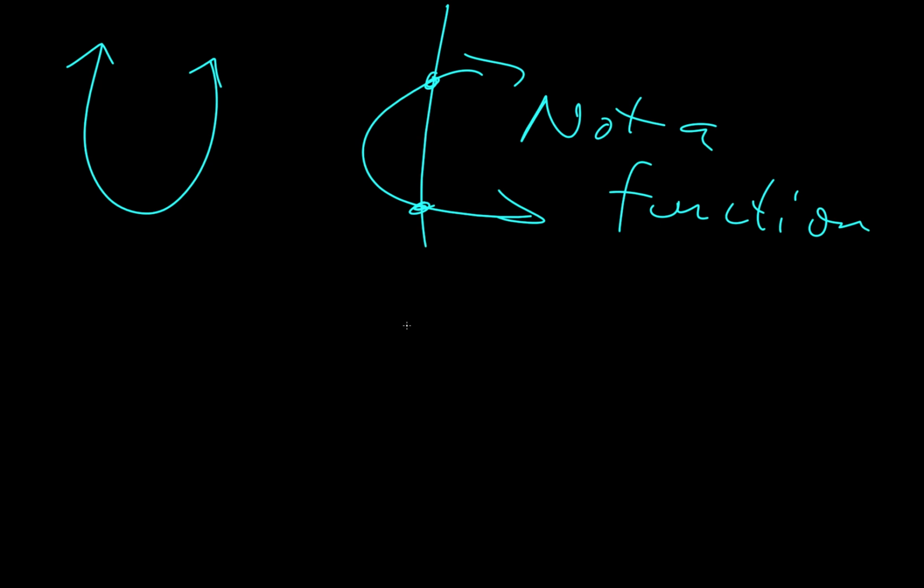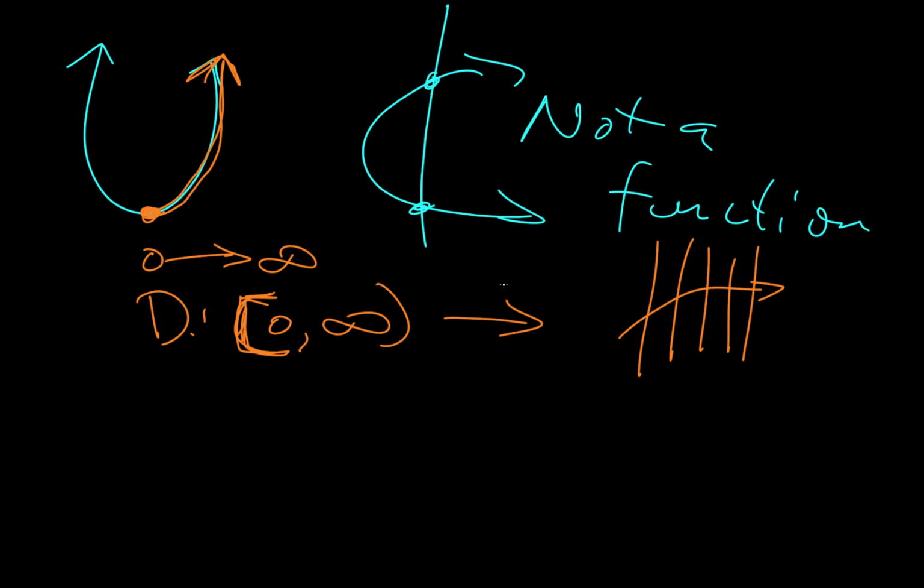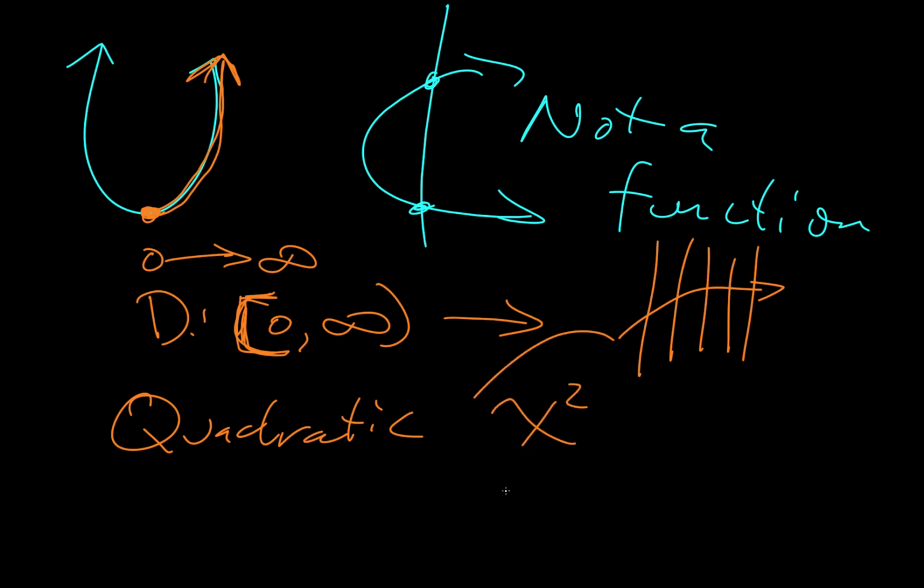So if you think back a few lessons, we talked about domain restrictions. So actually what we're going to do is restrict our domain to from 0 to infinity. So domain, square bracket 0 to infinity. Okay, and then that's going to force our function to look like this, which passes the vertical line test. So if you start with a quadratic, which is just anything where the highest power of x would be x squared, then we need to restrict our domain.